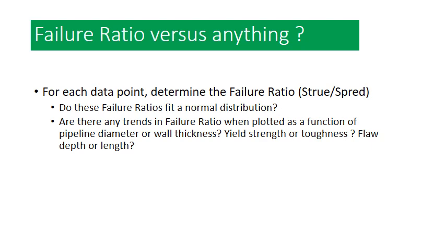Then I plotted those values as a cumulative frequency distribution to see if it fits a normal curve. I also want to know, are there any trends in that failure ratio when I plot it as a function of pipeline diameter or wall thickness or strength or toughness or length or depth? If you find a very distinct trend one way or the other, that really points towards there being a mathematical snafu buried somewhere in the mathematics that needs to be looked at. So I'm trying to cover all the bases in terms of demonstrating that the mathematics are legitimate.